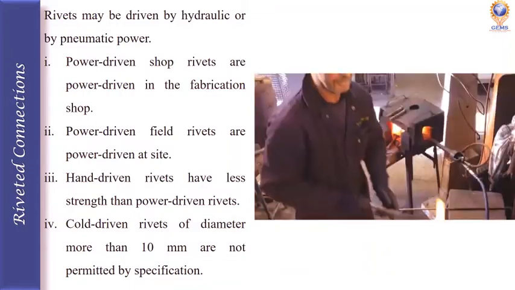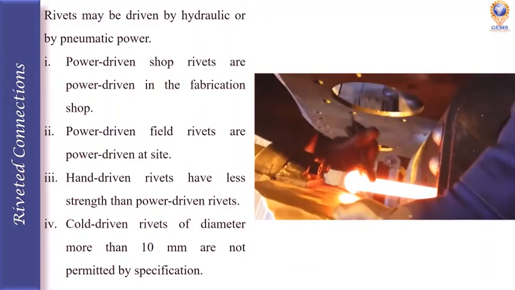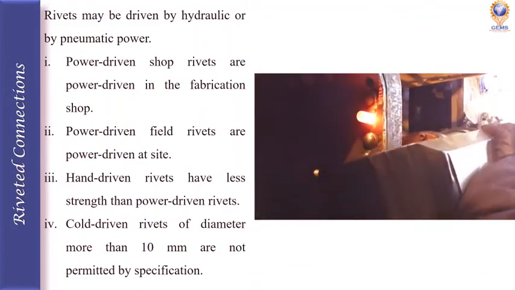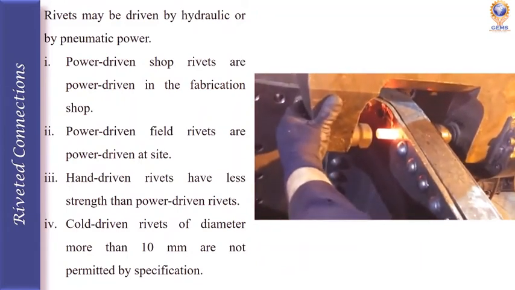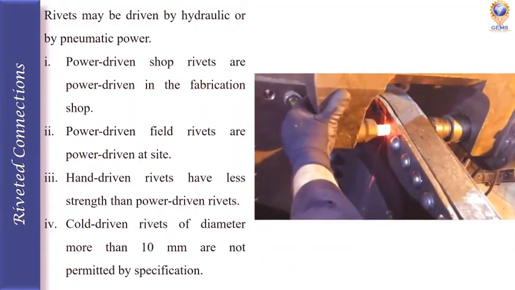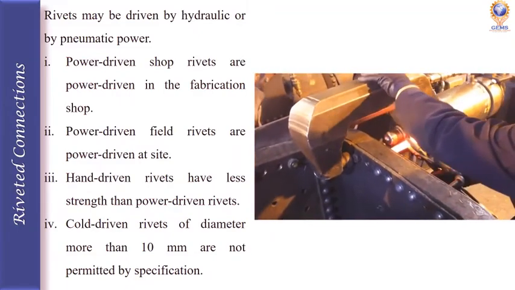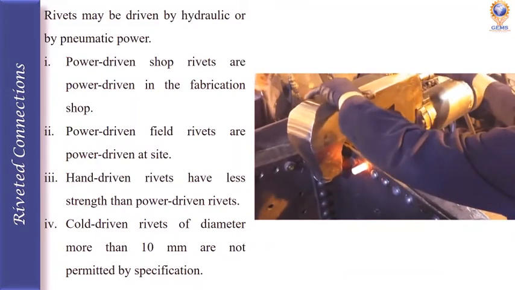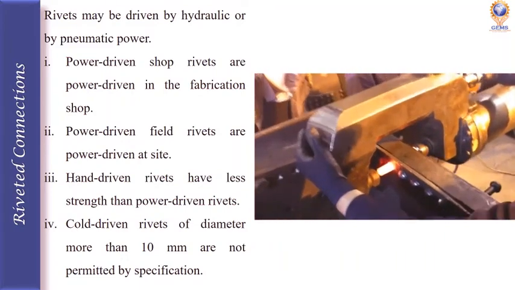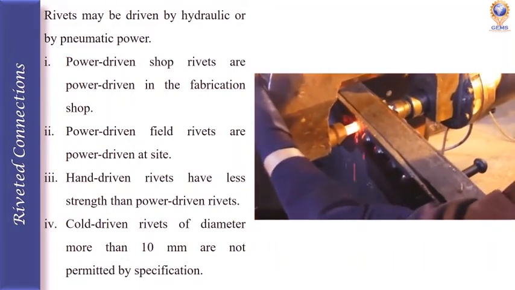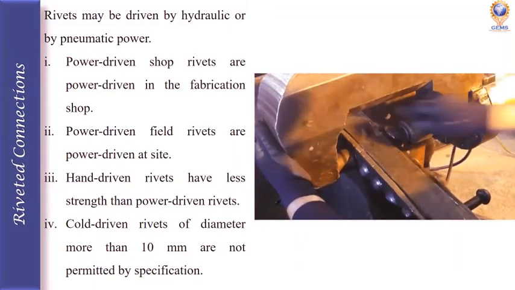Third one is hand driven rivets. This will use pneumatic powers to insert the rivet in the rivet hole. But these hand driven rivets have less strength than compared with the power driven rivets. And finally we have cold driven rivets. These cold driven rivets will be used when the diameter of the rivets is not more than 10 mm. The video shows how the power driven rivets are inserted in the rivet hole at the fabrication shop itself.